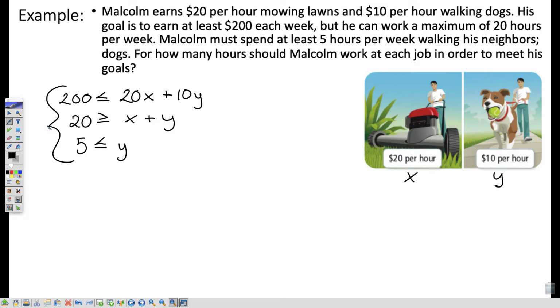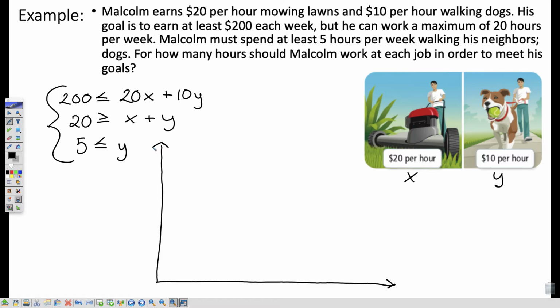So there is a problem. These are inequalities, right? So we know inequalities can be solved by intervals of numbers, not just a number, correct? So this one we're going to have to graph. I'm only going to draw the first quadrant because I can't make negative numbers and I can't walk negative hours and things like that, right?